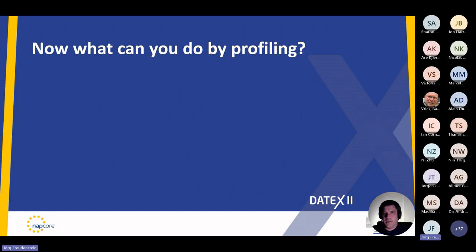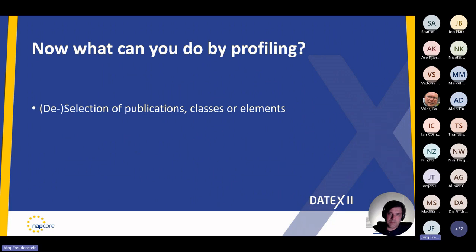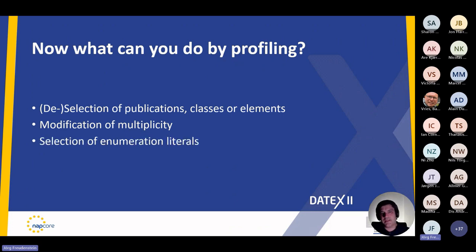Now, what can you do technically by profiling, or how do you profile at the end? There are 4 options you have. The first one is the deselection of complete publications, classes, or elements. The second one is the modification of multiplicity. Then we have the possibility to select different enumeration literals, or especially deselect others. And adding phases is the number 4 possibility you have. I will explain all those 4 possibilities now in the next slides.